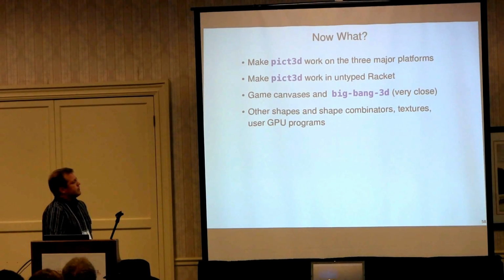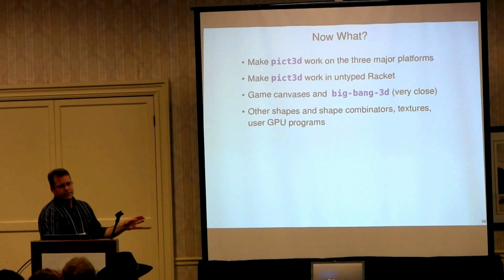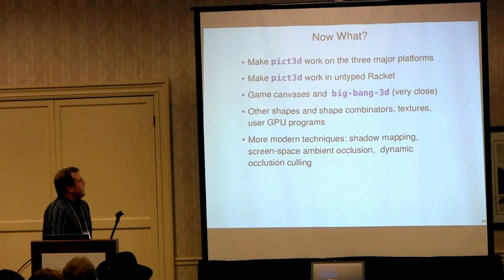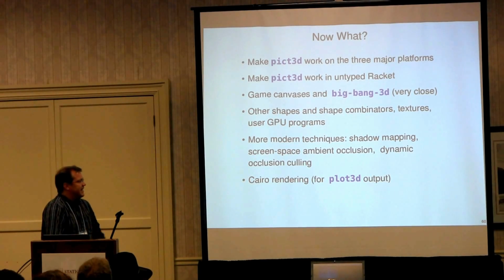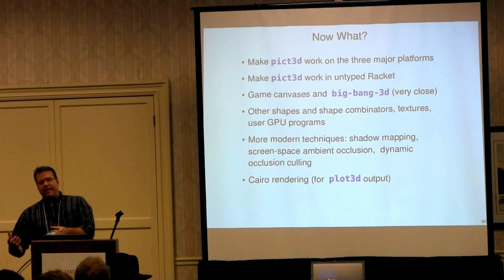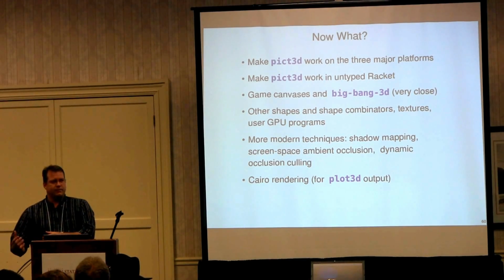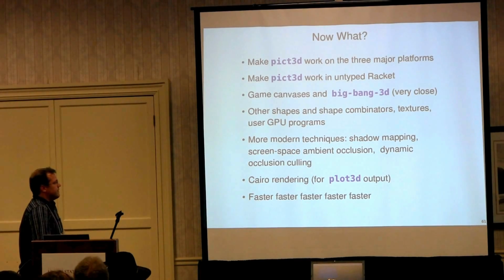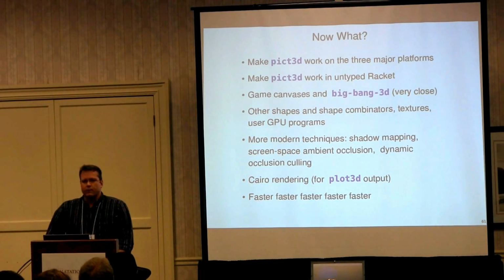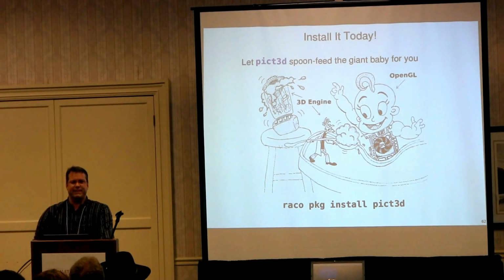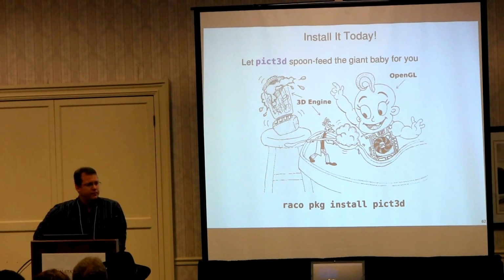I'd also like to make it so you can run your own programs on the GPU. So instead of ray tracing a sphere, you could ray trace whatever you like. Other modern techniques, and Cairo rendering. Initially, I did this because I wanted to factor out the 3D engine from plot so I could test it on its own, and then it sort of turned into something else. I want to go back to that. And of course, faster, faster, faster, faster. I always want to make it go faster. That's me. You? Let Pict3D spoon feed the giant baby for you.